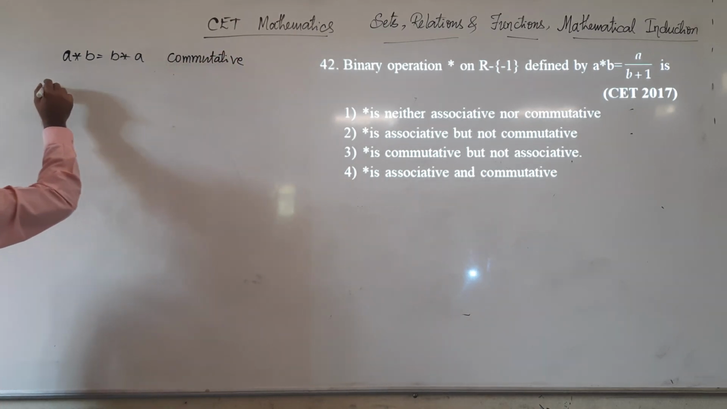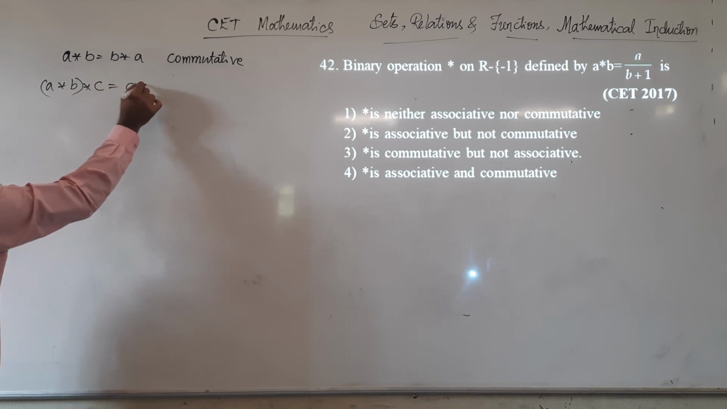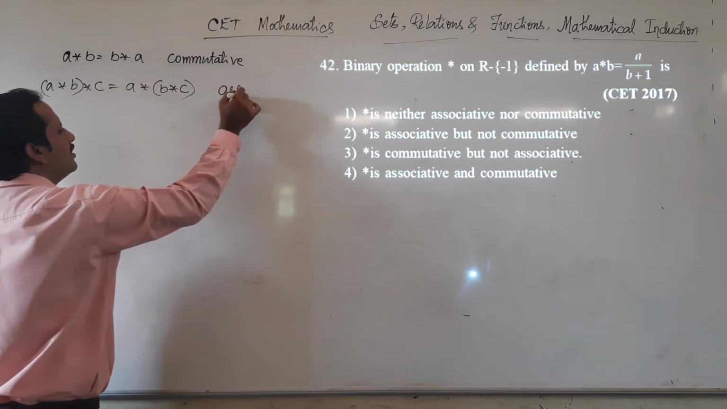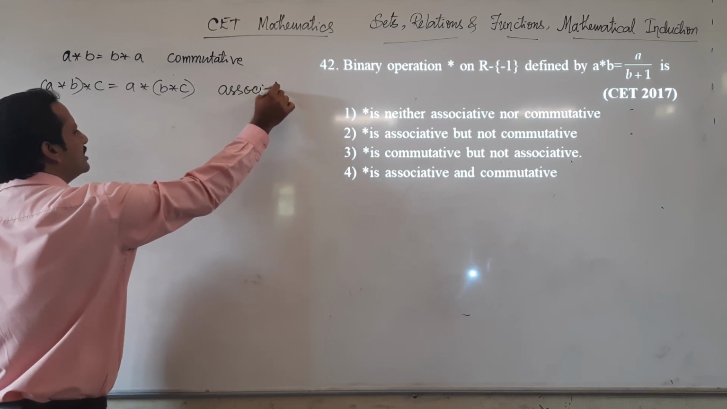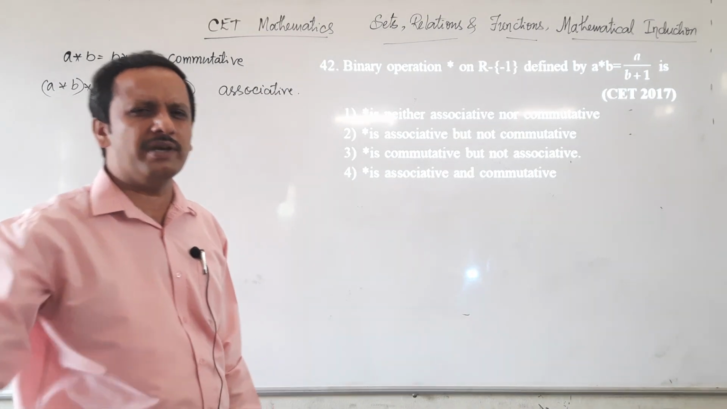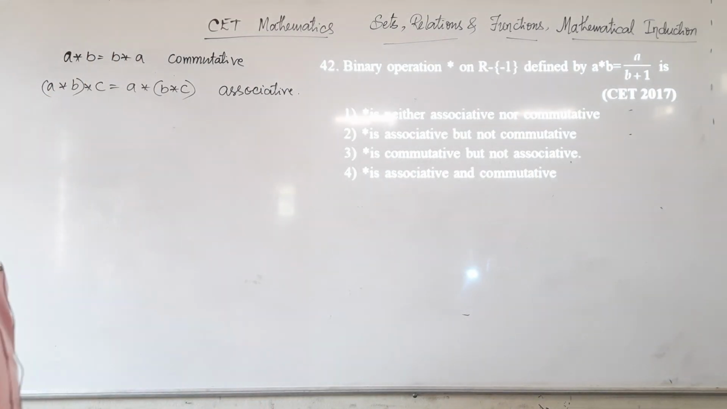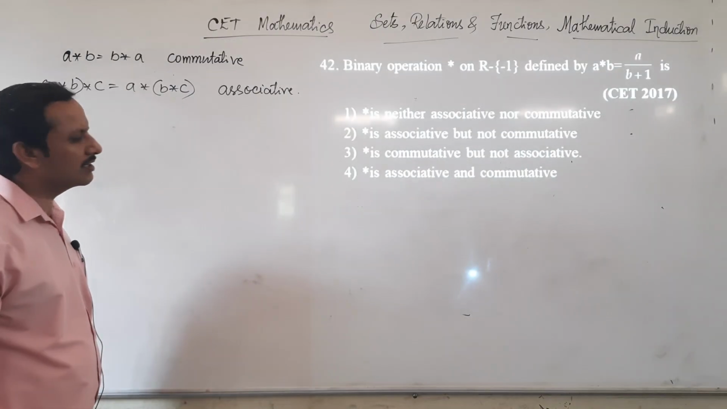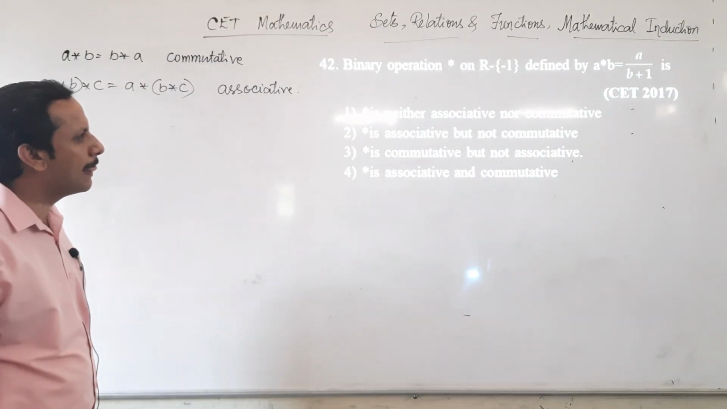Okay, such questions are important. If a star b star c is equal to a star b star c, with the brackets grouped differently, if this happens, then we say that it is associative. This is important for your POC also. In POC also, it could be a 1 mark or a 2 mark question. In CET, a definite question. Of course, for 1 mark only, as all the questions in CET will be asked for 1 mark.